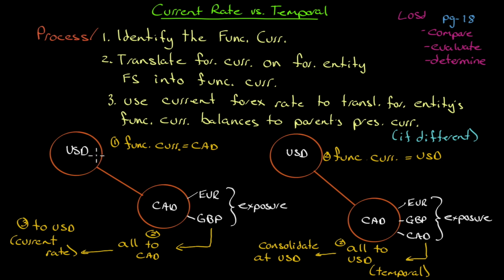In this situation, step 1, step 2, step 3 matches up with these 3 steps. In this situation, step 1, step 2, there is no step 3. See, step 3 says if different. You would only do step 3 if the functional currency and the presentation currency were different. Here they're the same. So there's only step 1 and step 2.